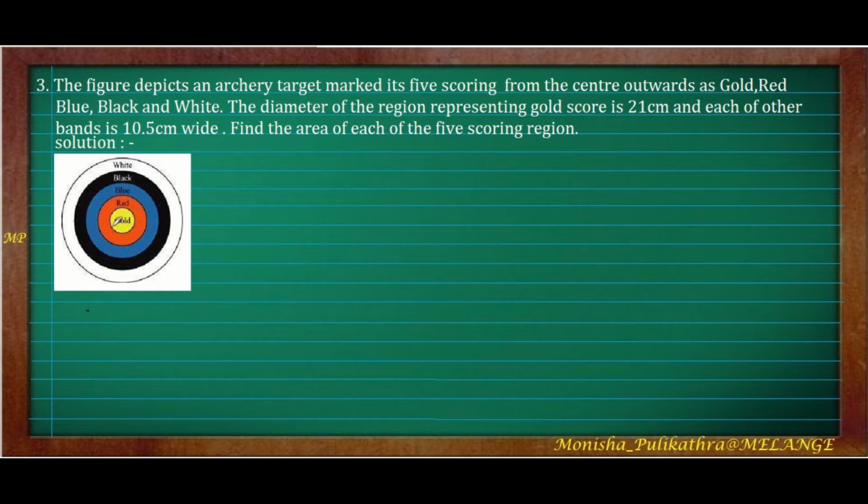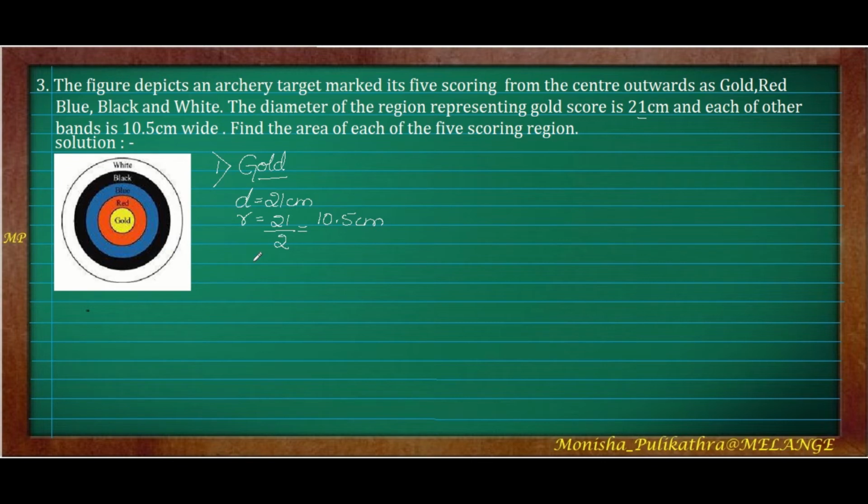So we have to find out the area of each and every circle here. First one is gold, then red, blue, black and white. So we have to find out the area of each and every color band. First we have to find out the area of gold. Since they have given that the gold has a diameter of 21 centimeter, the radius will be 21 divided by 2, which is also equal to 10.5 centimeter.